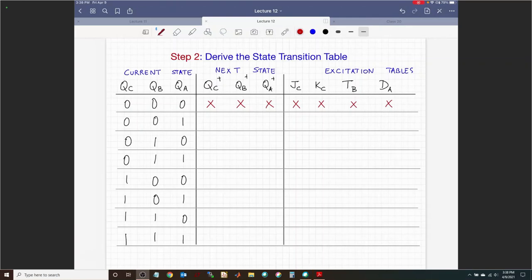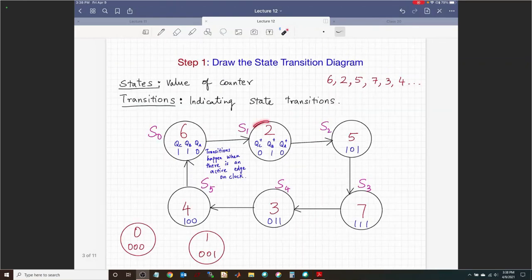The same thing happens even for 1. Don't care because it's a skipped state. Don't care because I don't care what you give at the input, because I never will care about a current state being a 1 so far. Now for 2, what is the next state for 2? Because that's what we have here, right? 2. All right. So it looks like after 2, I should get 5.